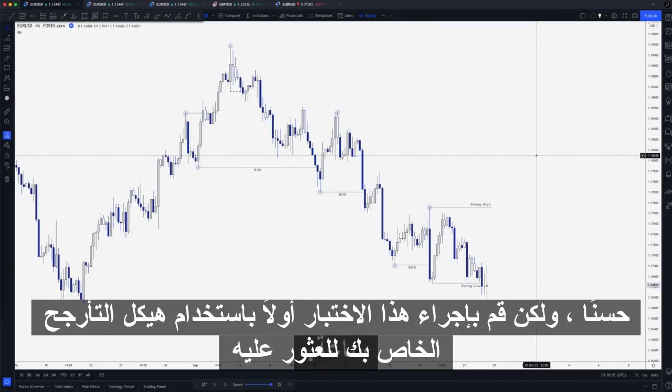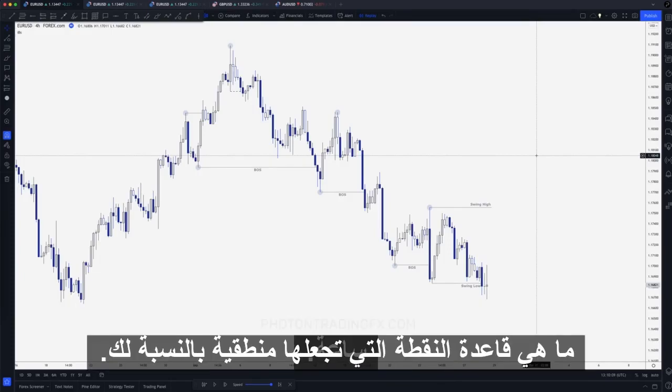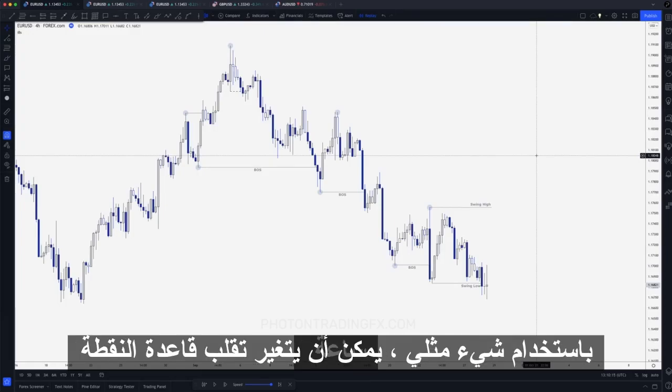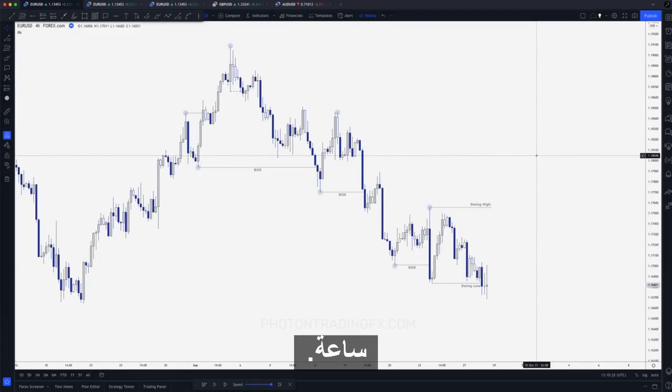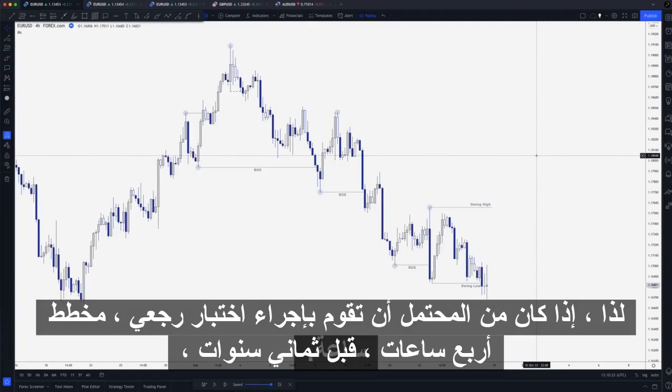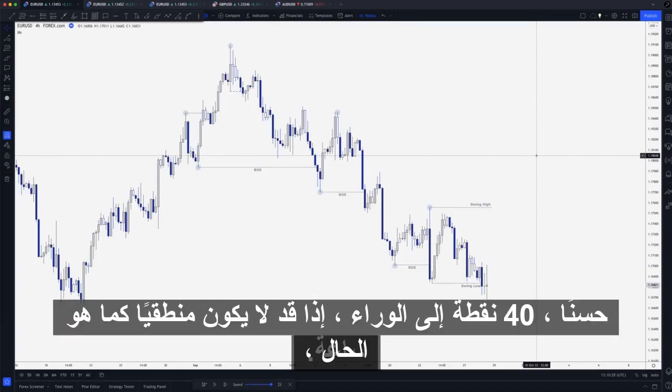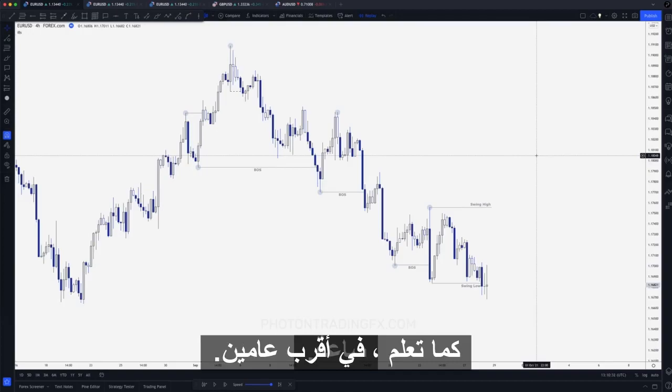Okay? But just do that test first with your swing structure to find out what pip rule makes sense to you. Now, the final caveat I would leave with you is that if you're using something like I am, which is a pip rule, volatility can change on a currency pair over time. Okay, so if you potentially backtest the 4-hour chart 8 years ago, volatility might be higher or might be lower than it is currently. Okay, so 40 pips back then might not make as much sense as it does in the nearest 2 years.